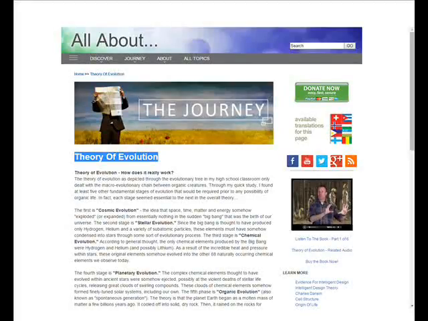Theory of evolution. Theory of evolution, how does it really work? The theory of evolution as depicted through the evolutionary tree in my high school classroom only dealt with the macroevolutionary chain between organic creatures. Through my quick study, I found at least 5 other fundamental stages of evolution that would be required prior to any possibility of organic life. In fact, each stage seemed essential to the next in the overall theory.